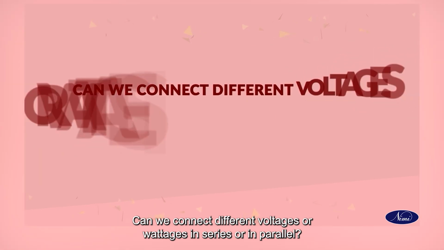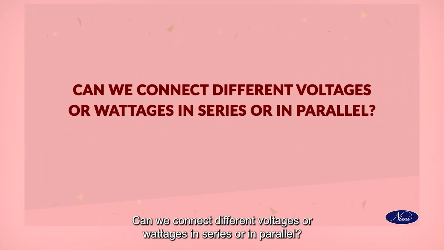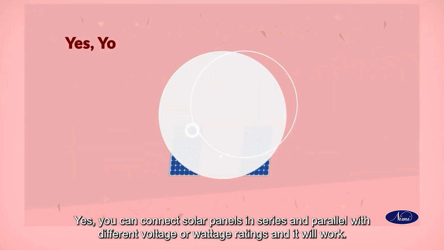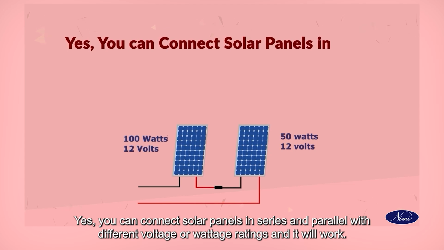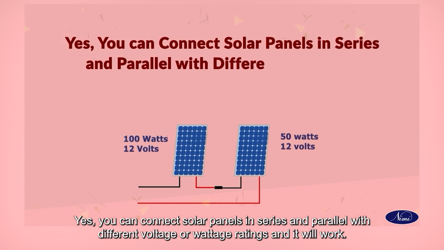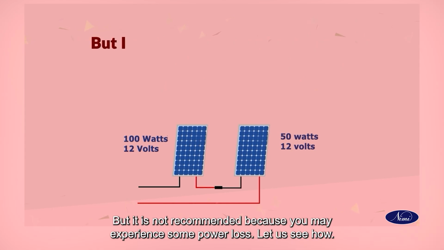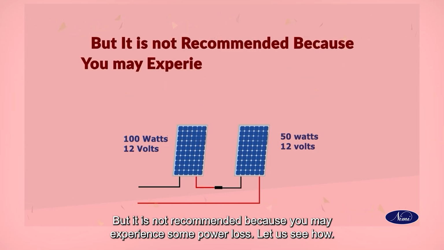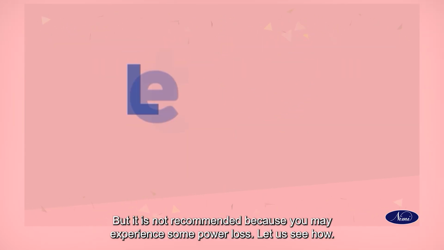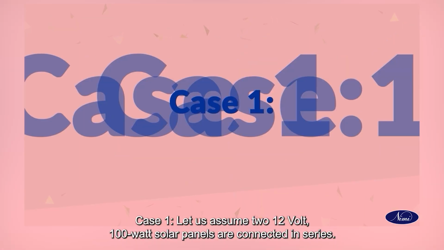Can we connect different voltages or wattages in series or in parallel? Yes, you can connect solar panels in series and parallel with different voltage or wattage ratings and it will work. But it is not recommended because you may experience some power loss. Let us see how. Case 1.